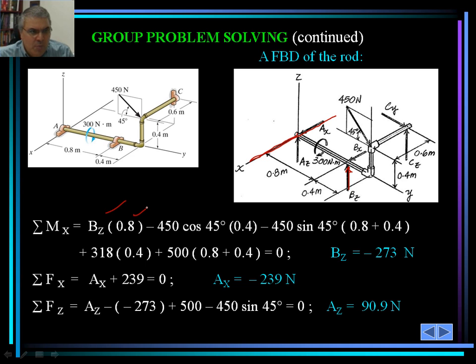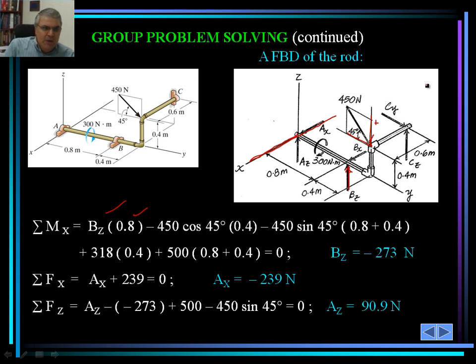And the other components of the force are related to the 450 Newton. Remember, we are going to have two components of the 450 Newton force: one in the z direction and one in the y direction. The one in the z direction would cause a moment about the x-axis. We set that equation up.